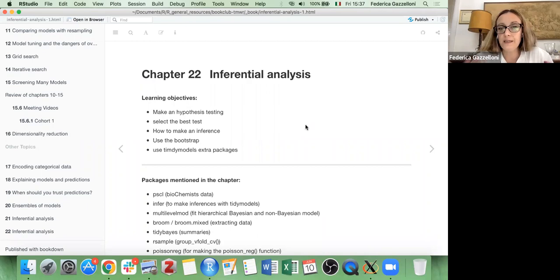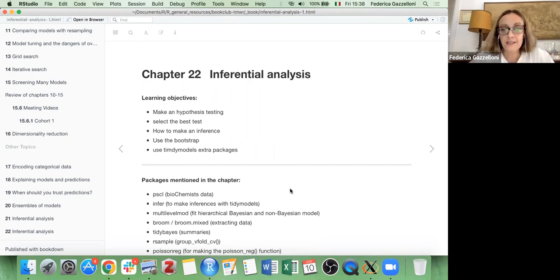In this chapter, we select the best test to use with this type of data, and then we attempt to make an inference. So it's a sort of conclusion about what we found. If we are not happy about what we found, we need to do some resampling. So we do some bootstrap with tidymodels. And then finally we use an extra package, which is not part of the core packages in tidymodels, but it uses a function from the parsnip package.